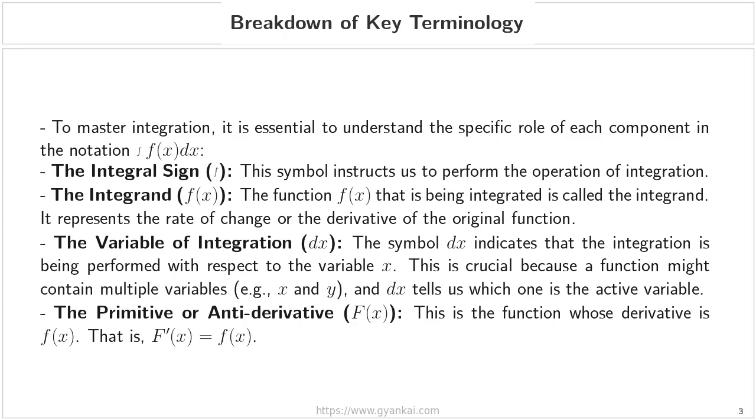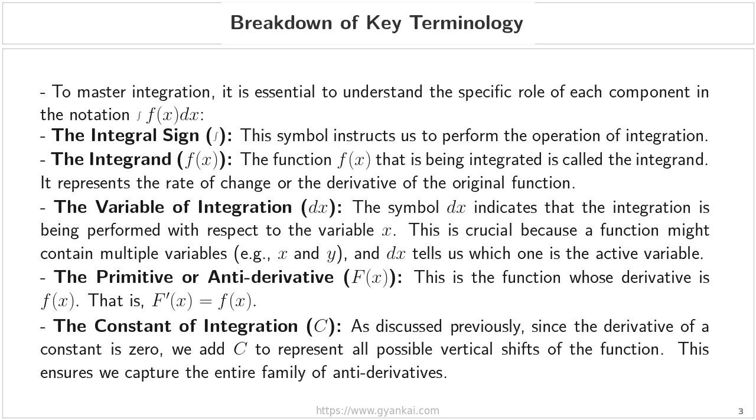Following that, we have the primitive or antiderivative. This is the function, F of x, that we're ultimately trying to find. It's the function whose derivative is equal to our integrand. F of x, we can write this as F prime of x equals f of x. In other words, if you differentiate F of x, you get back f of x.